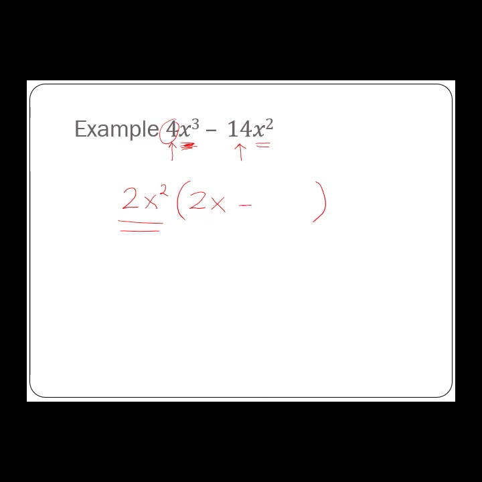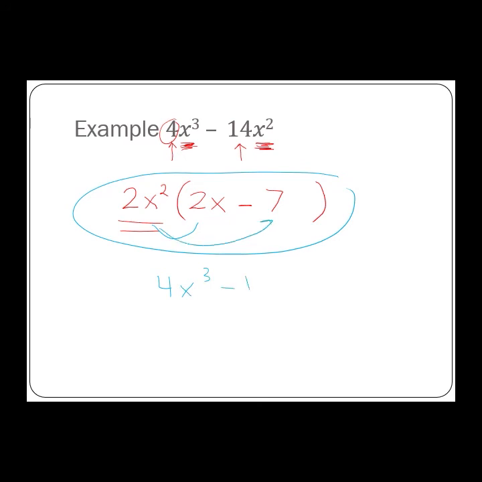That was a subtraction. This is still a subtraction. 14 divided by 2 is 7. There were 2 x's before. There are 2 x's out in front, so there's no x's left. And again, I can check myself if I want. So this is the answer, but I can check myself by multiplying. 2x squared times 2x is 4x cubed. 2x squared times negative 7 is negative 14x squared. And that's what I had to begin with, so I know that the circled answer is correct.